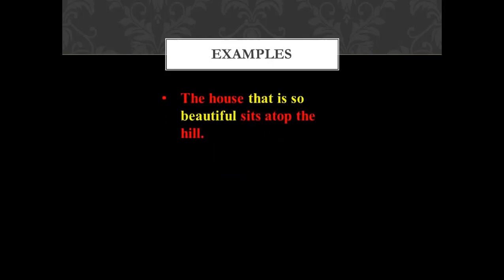Here are examples. The house that is so beautiful sits atop the hill. If I will say beautiful house, then beautiful is an adjective. But if I am saying the house that is so beautiful sits atop the hill, that is so beautiful, this part of a sentence which I have colored yellow, this part of sentence is a phrase. And which phrase? Adjective phrase, because it has an adjective beautiful in it.